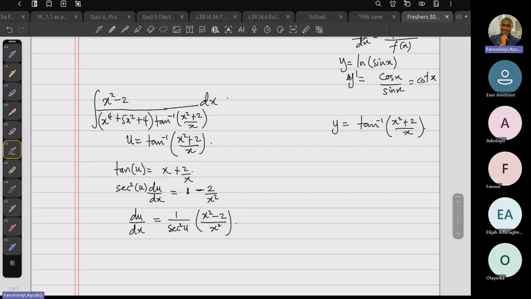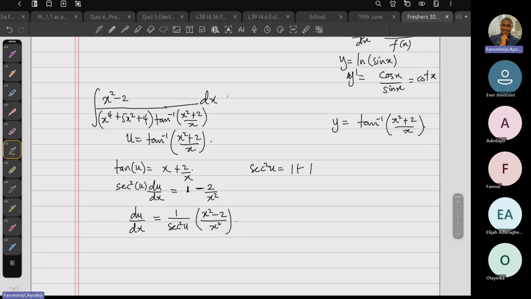But what is sec squared u? Sec squared u should be 1 plus tan squared u. It means that sec squared u is equal to 1 plus, we know what tan u is. Tan u is x squared plus 2 over x. So sec squared u is 1 plus (x squared plus 2) over x, squared.